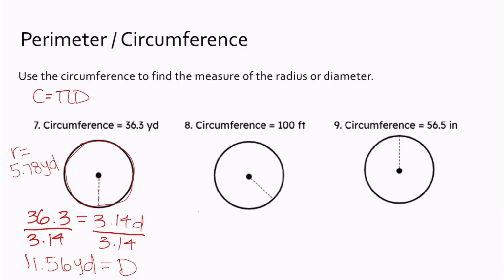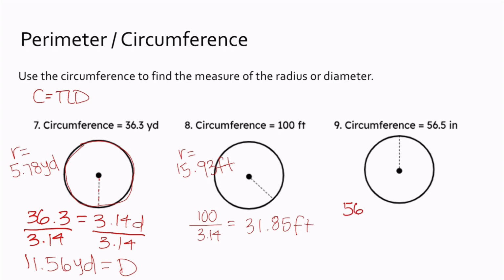Now again with this one, I'm going to take 100 feet divided by 3.14, and I get 31.85 is my diameter. But again, my radius, I'm going to divide that by 2, and I get that my radius is 15.93 feet. And again, I'm rounding to 2 decimal places.